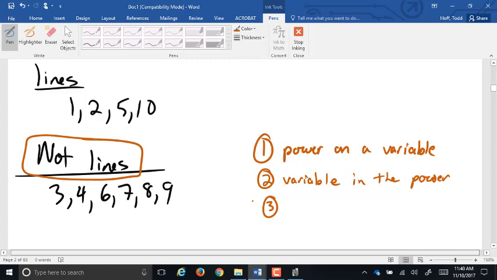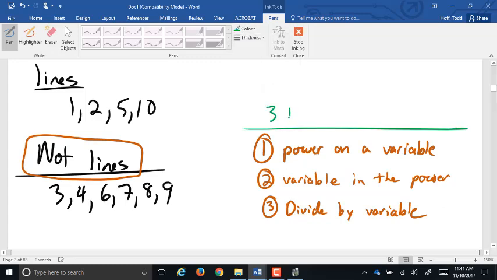There's one more thing. Look at number 8. What happened there? Not just in the fraction, but where in the fraction? The denominator of the fraction. It's in the bottom of a fraction, or we're dividing by the variable. These things here, we're going to call the 3 don'ts of linear equations. Those are the 3 things that linear equations don't have.